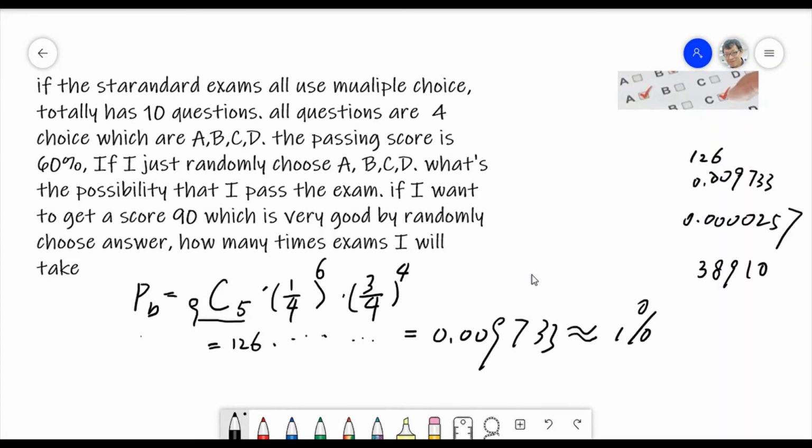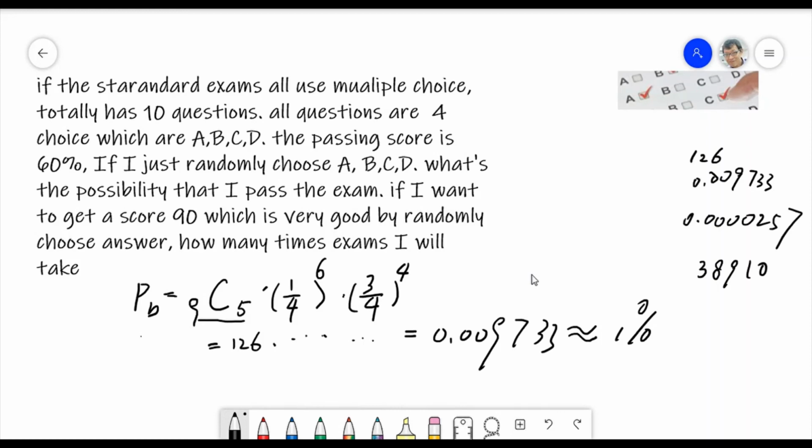So this gives you an answer. If you want to pass the exam by getting 6 right answers out of 10 questions, and you don't know any answer, you just choose any of the 4 options for each question, your chance to pass the exam is only 1%. Only 1% doesn't mean you don't have a chance. You have a chance. Only 1%.